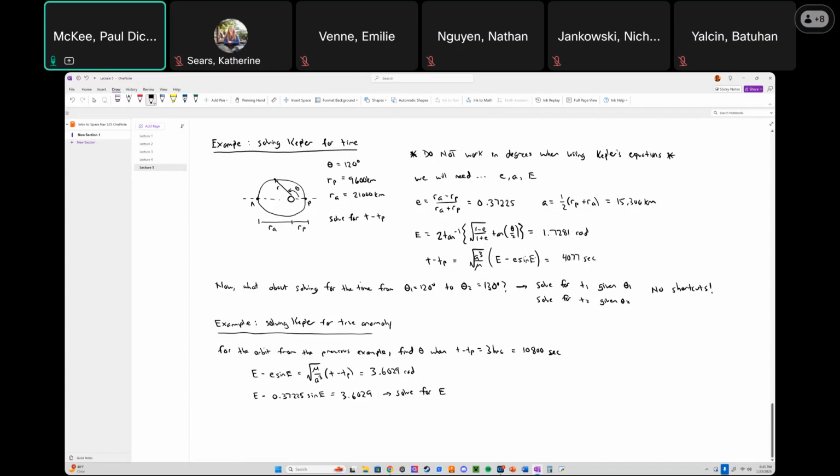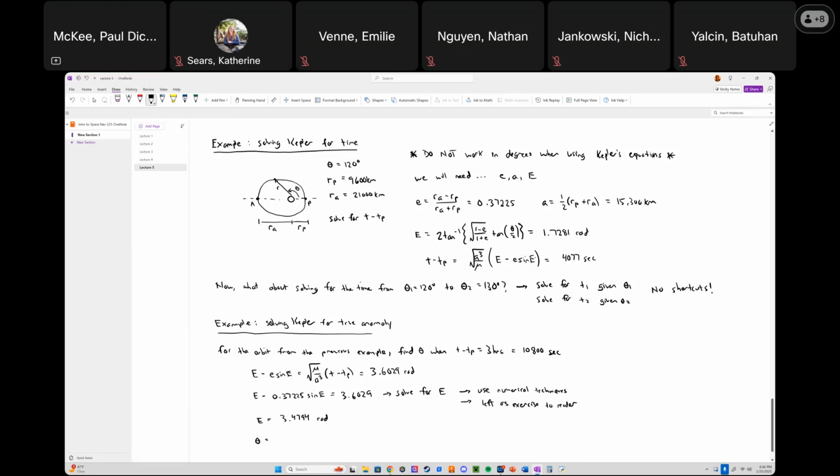So I'm going to leave this as an exercise to the reader. There are MATLAB functions which can allow you to solve a nonlinear problem like this with an initial guess. I'm going to say solve for E, use numerical techniques, and this is left as an exercise to the reader. But when we're done, we get that E is 3.4794 radians.